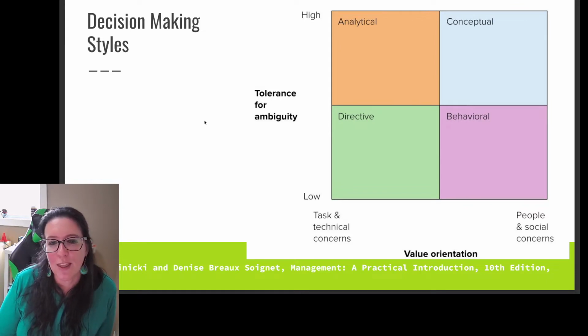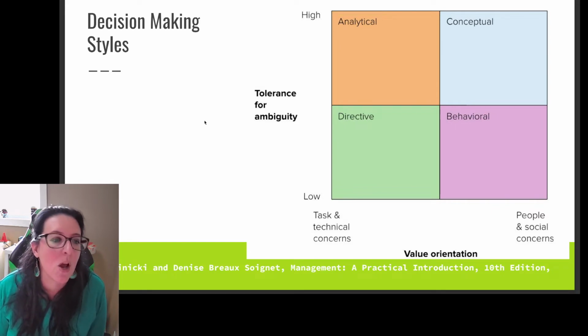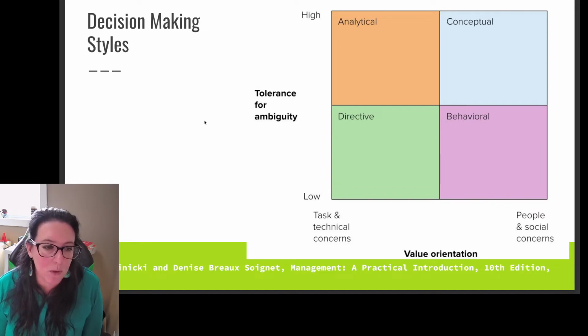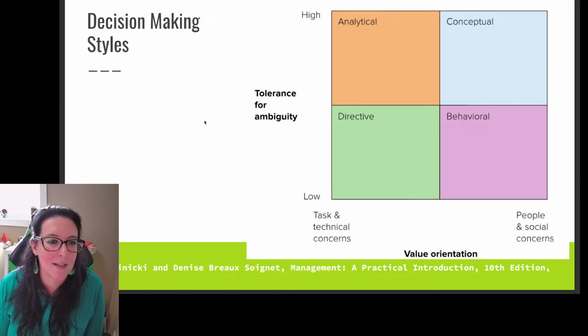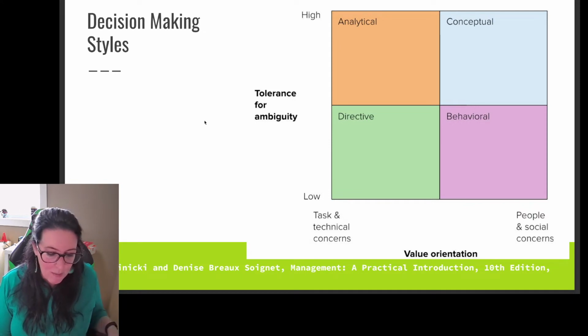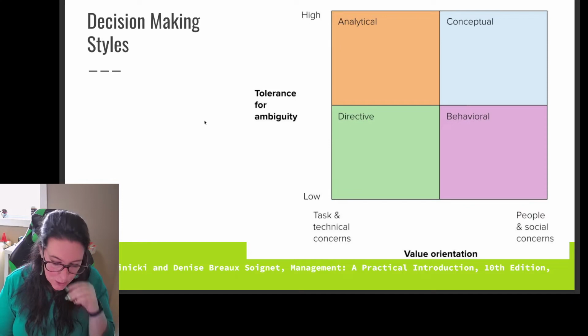We also look then at value orientation when we classify the decision-making styles. So when you make decisions, are you more focused on people or are you more focused on task, process, data, and more technical concerns?